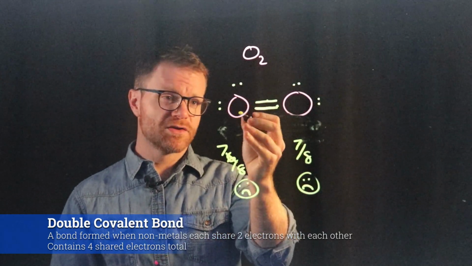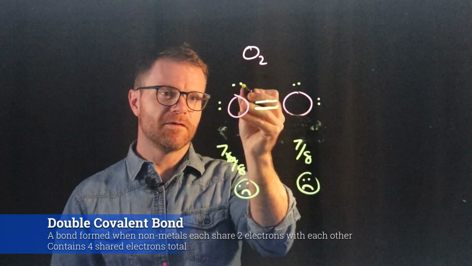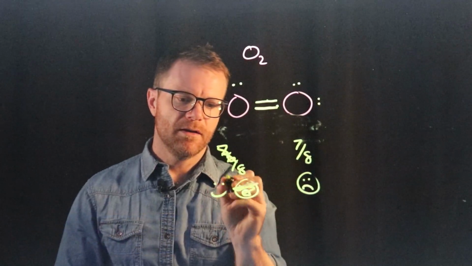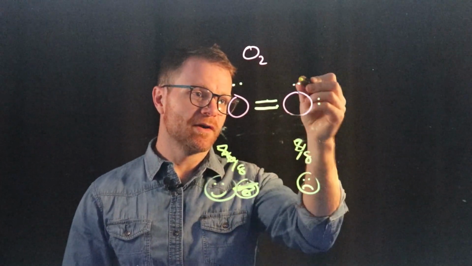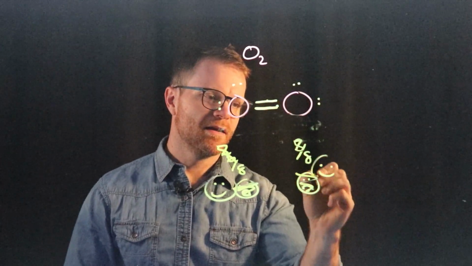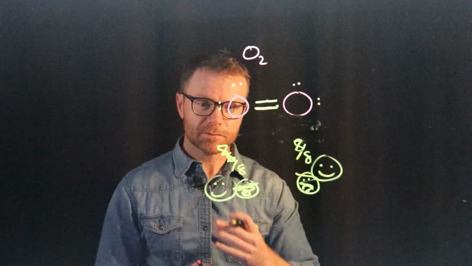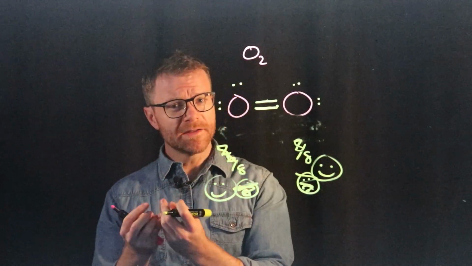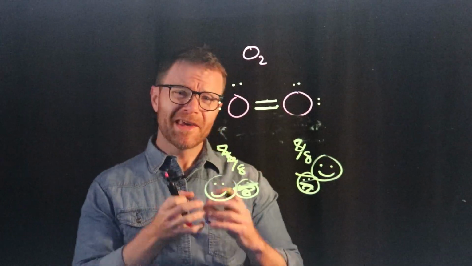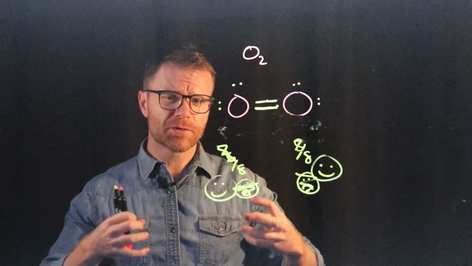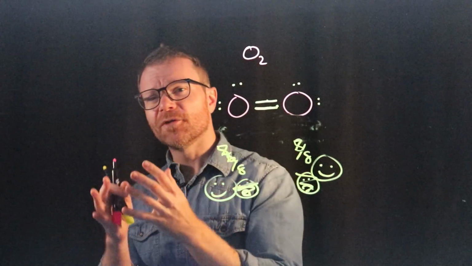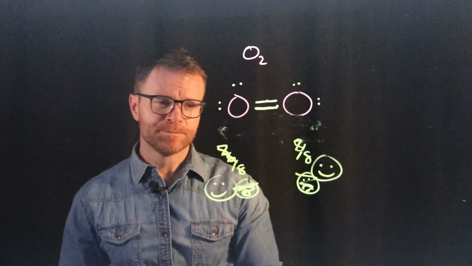So if this is 2 and this is 2, a double bond represents 4 total electrons. So this oxygen now has 1, 2, 3, 4, 5, 6, 7, 8 out of 8 valence electrons and is stable. And this one over here also has 2, 4, 6, 8 out of 8 valence electrons and is stable. So if you can't get it done with a single bond, you can use a double bond. Now you can't just go straight to a double bond because it requires more energy to form a double bond. So we only use double bonds if we can't get by with a single bond.